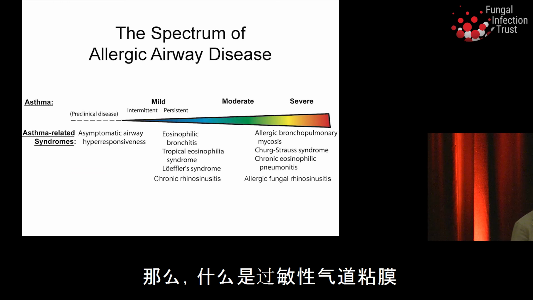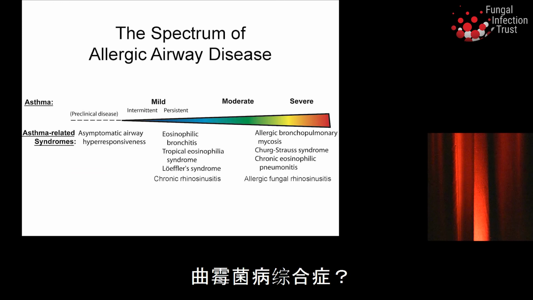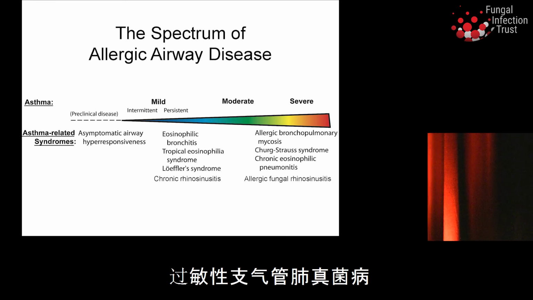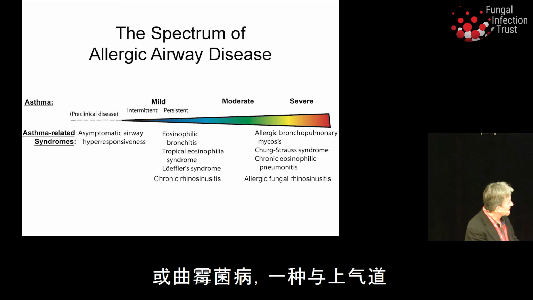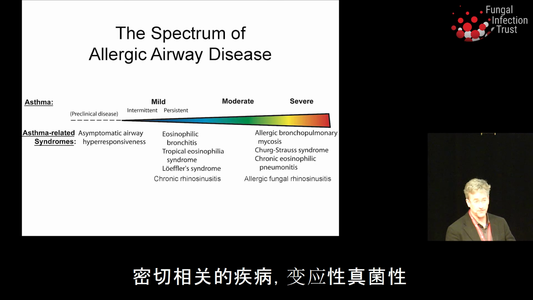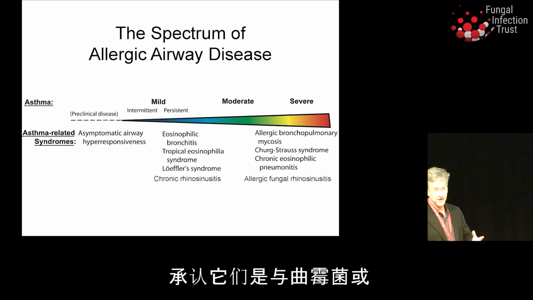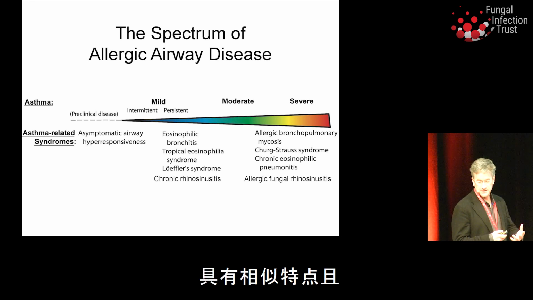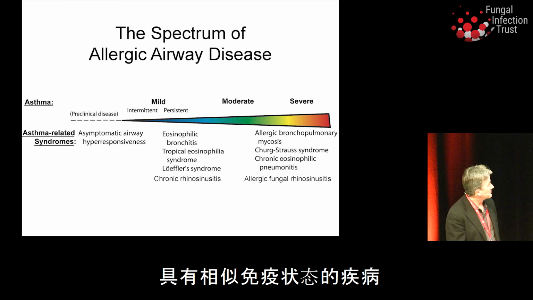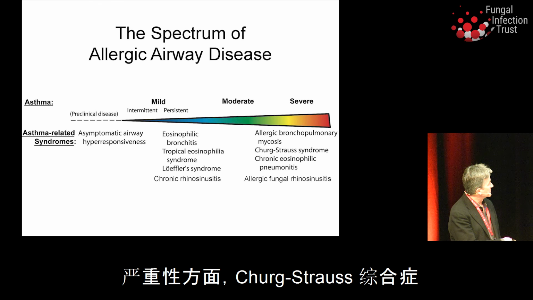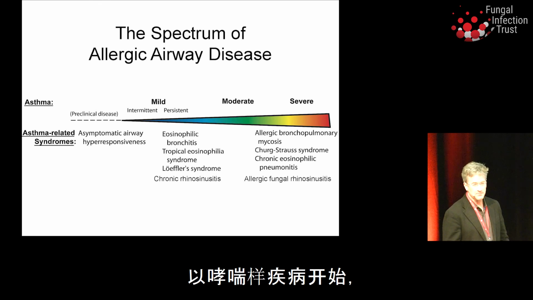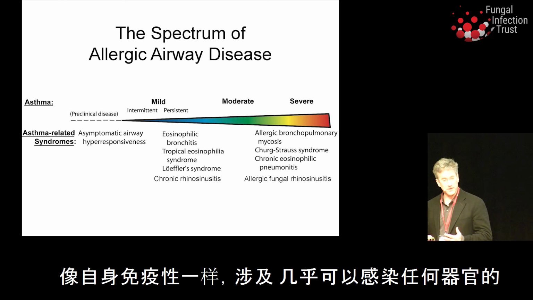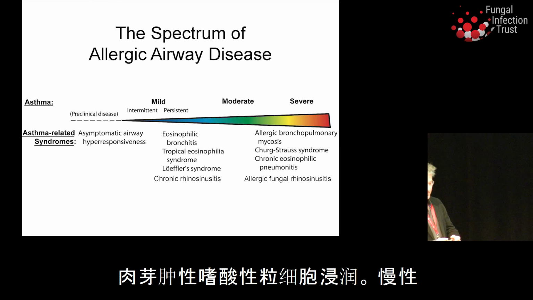So what are the allergic airway mucosal aspergillosis syndromes? So a couple we've already talked about to some extent in this conference: allergic bronchopulmonary mycosis or aspergillosis. A closely related disorder of the upper airway, allergic fungal rhinosinusitis. I think most of us would agree these are aspergillus or fungal-related disorders. But there's many others that have similar characteristics and certainly have a very similar immune profile that maybe are not as well known. On the severe side, Churg-Strauss syndrome, which begins as an asthma-like disorder, but then takes on a systemic character, autoimmune-like, involving a granulomatous vasculitis that can affect almost any organ.